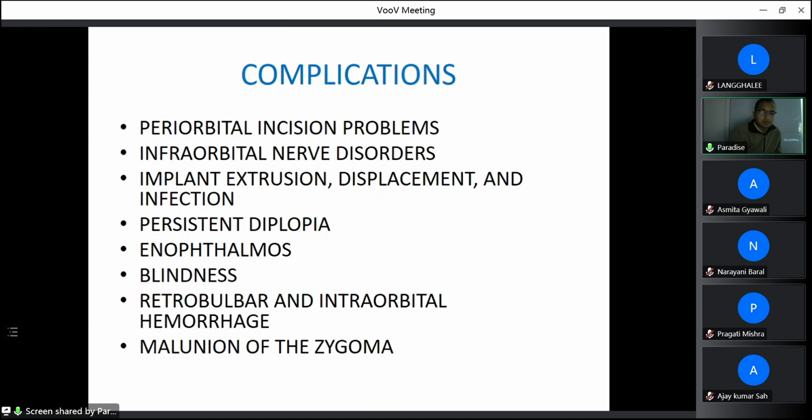Another complication can be retrobulbar hemorrhage or intraorbital hemorrhage due to rupture of the ophthalmic vein and other arteries which are present within the orbit. Another complication can be malunion of the zygoma. If you have not reduced the bone properly, if the fixation is not proper, then it will lead to displacement of the fracture fragment, and that will lead to malunion.